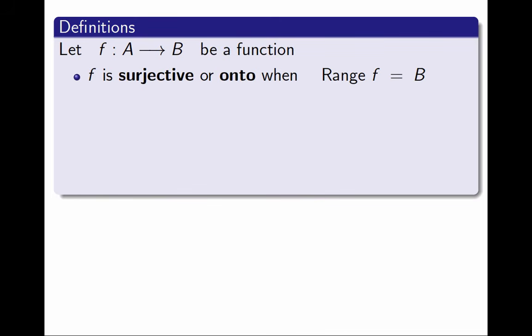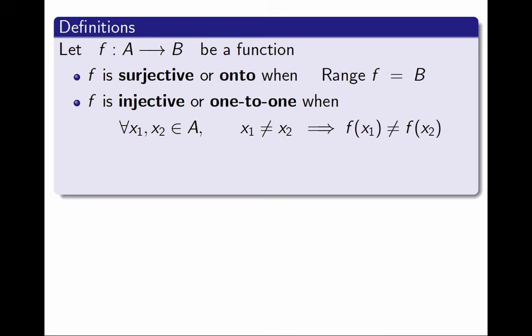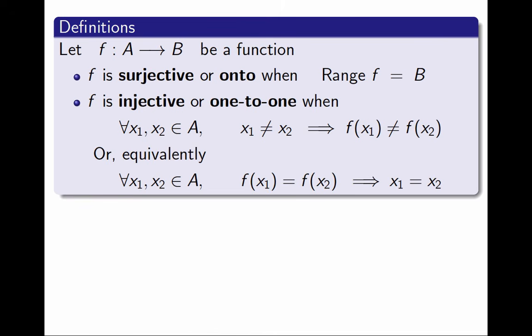I had already defined surjective. Now I will define a second concept. I say that a function f is injective or one-to-one, these two words are also synonymous, when different inputs must map to different outputs. More formally, for every two elements x1 and x2 in the domain, if they are different, then f of x1 and f of x2 must also be different. It is also common to rewrite this in a different but equivalent way. Instead of saying that different inputs must produce different outputs, we can require that the same output must only come from the same input.